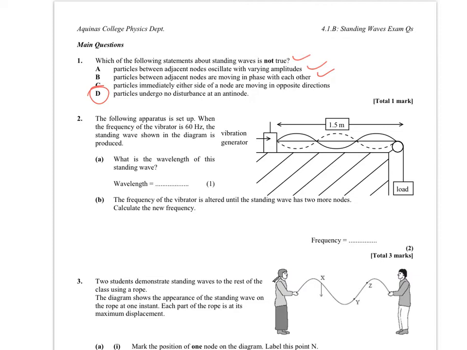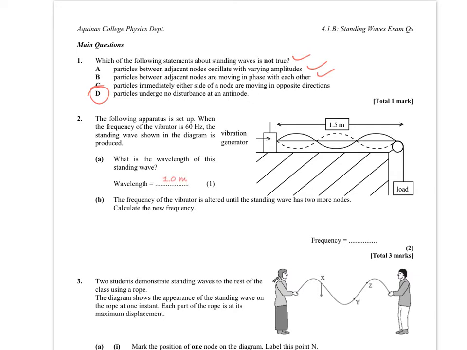Question 2, we're told that we've got some apparatus set up, which includes a vibration generator at 60 Hz, and it produces a standing wave. So you've done this experiment, this is Melde's experiment essentially, and we need to work out the wavelength of the standing wave. Well, the wavelength is 2 loops, so that's 2/3 of 1.5 meters, so that's a nice, easy, straightforward answer of 1 meter.